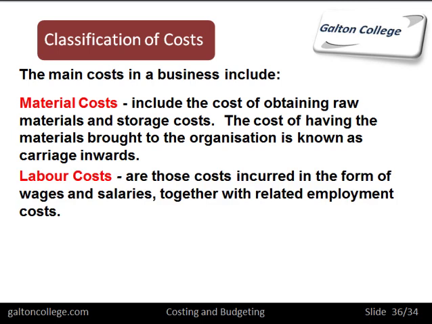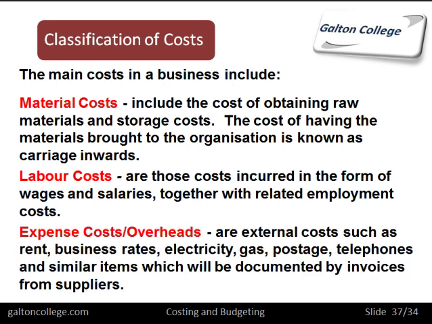Labour costs, these are normally in the form of wages and salaries, and there are also other related labour costs, insurance on the workers, and then there will be health and safety issues, and there are all sorts of other costs involved in employing people. So that's the second type of cost. The first is the material cost, the second is labour costs.